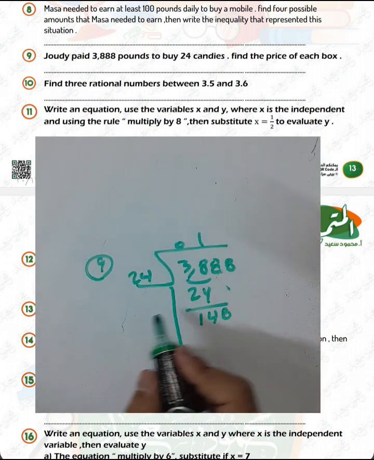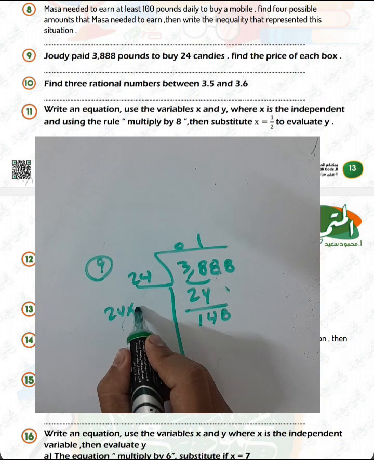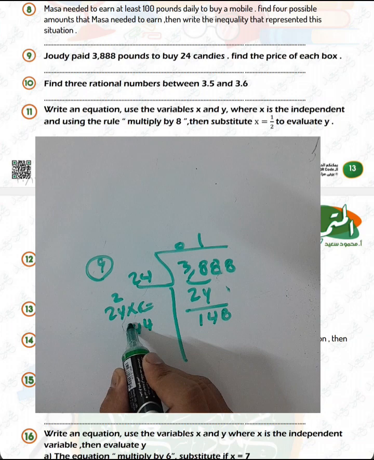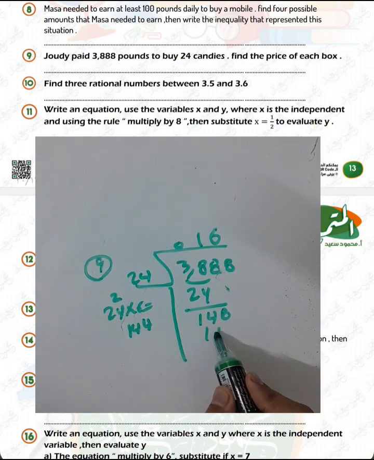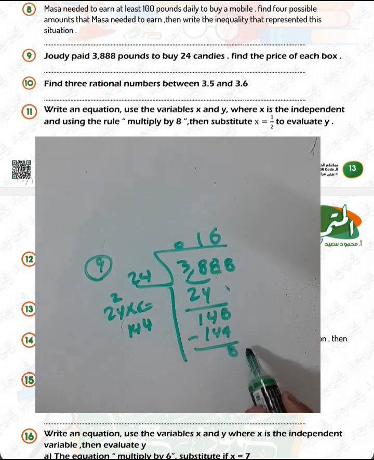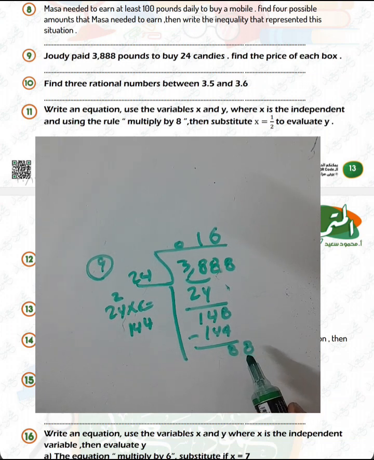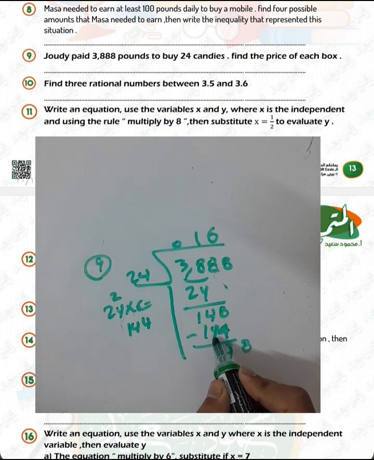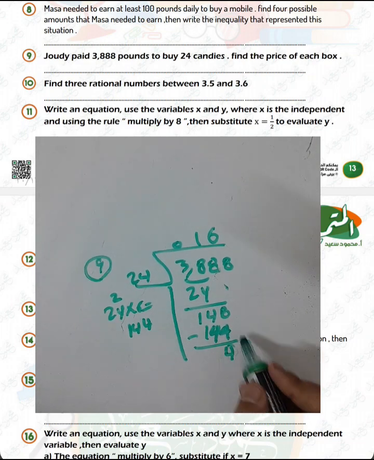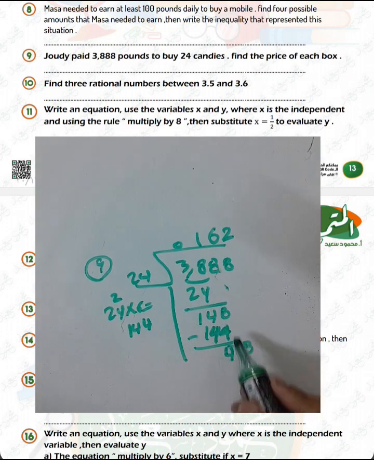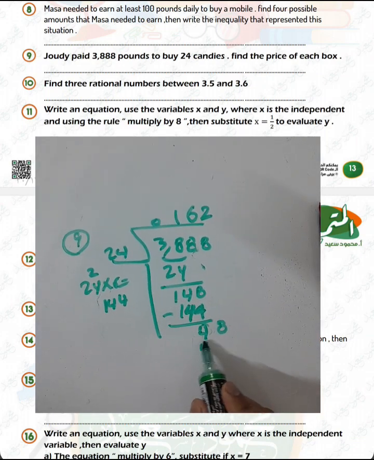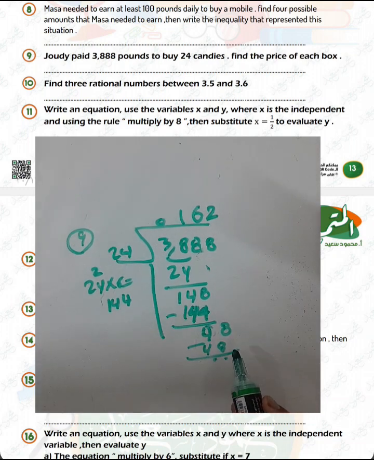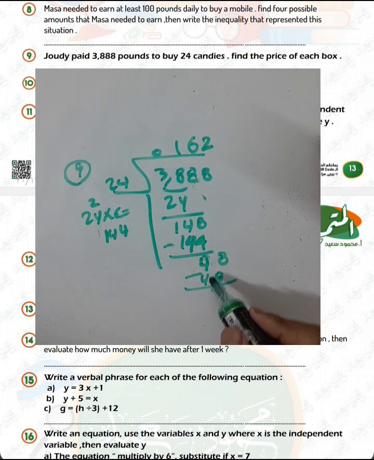Separate digit by digit, write 24 times 6. 4 times 6 equals 24, write 4 and carry 2. 2 times 6 is 12, plus 2 equals 14. Then the result will be 144. The difference is 8, and then drop 8 here. 8 minus 4 is 4, and then drop 8. 48 divided by 24, it will be 2. 2 times 24 will be 48. Then the price of each one will be 162 pounds.